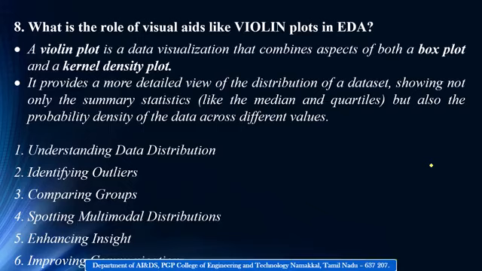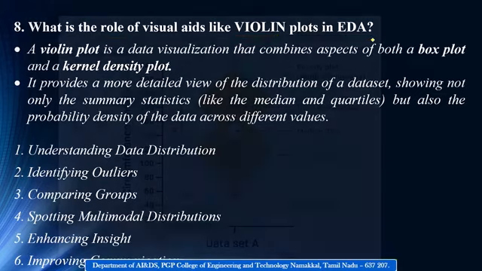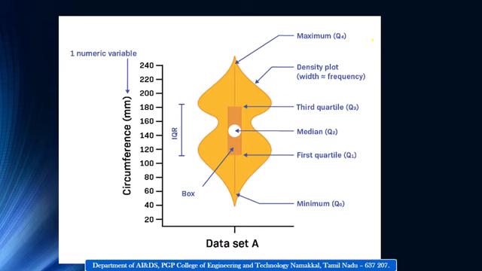Now I'm going for the next question. Question number 8. What is the role of a visual aid like the violin plot in EDA? So we are just going for the violin plot. We are going to write what is the role of a violin plot in EDA. First, you see the violin plot. So this is a violin plot. As I already told, a violin plot is constructed based on the box plot. This is a box plot, and inside this we have a box plot. On the box plot only, the violin plot is built.